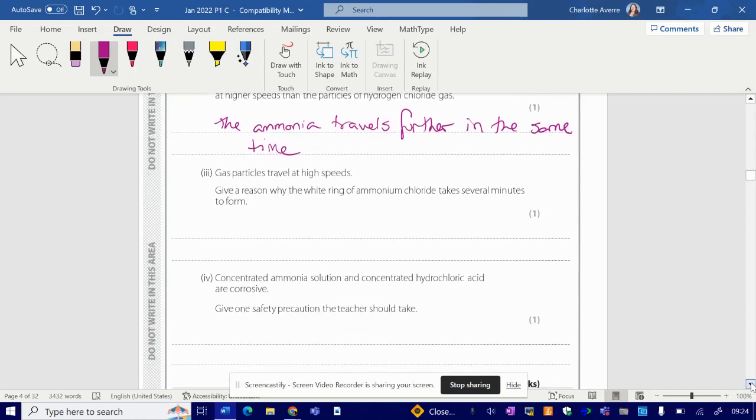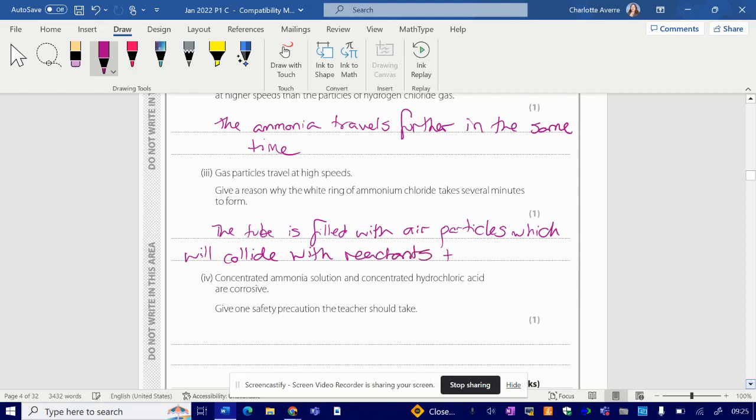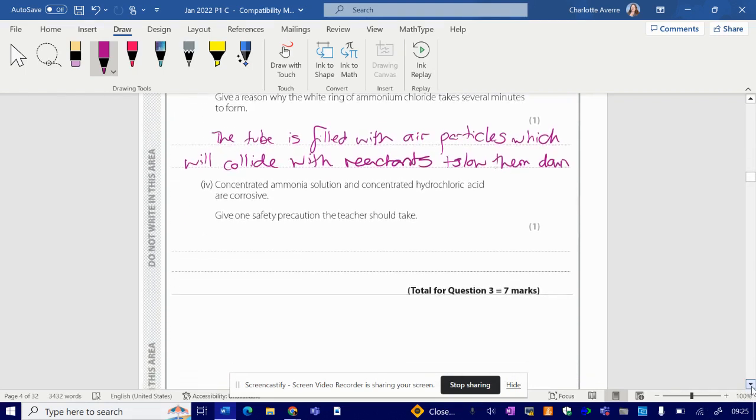Okay, so the reason it takes several minutes to form is the tube is filled with air particles, which will collide with the reactants and slow them down. Might be slightly too much explanation because it's only 1 mark, but I'd rather write too much than too little.